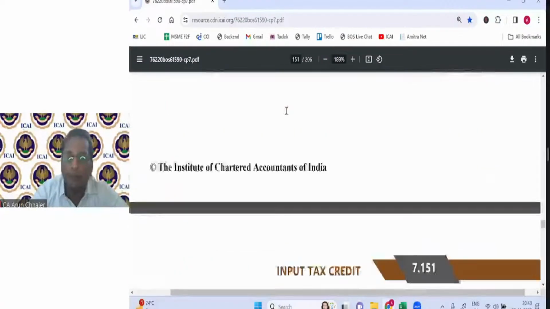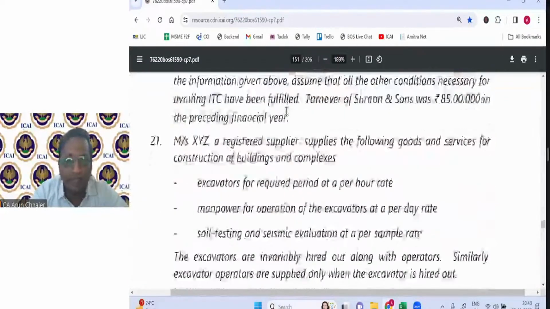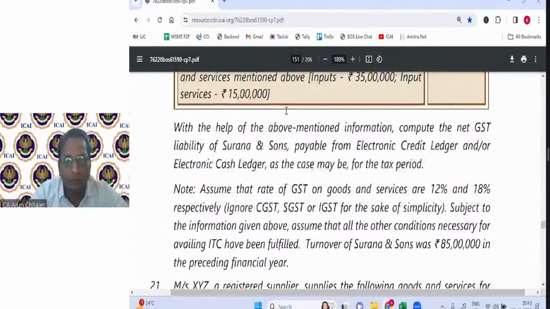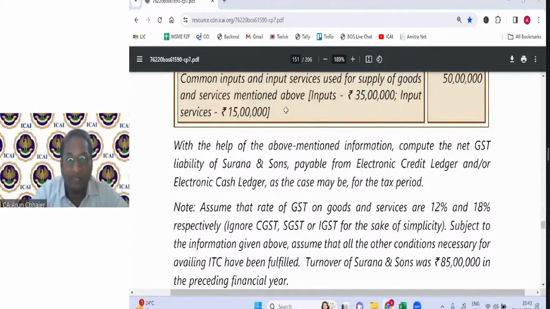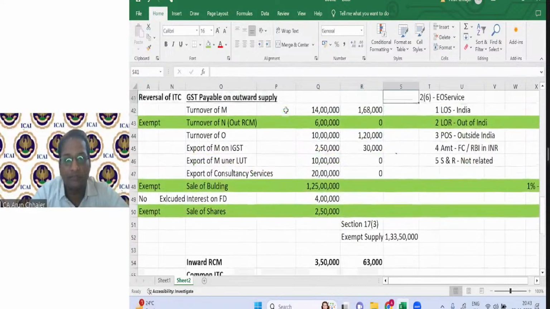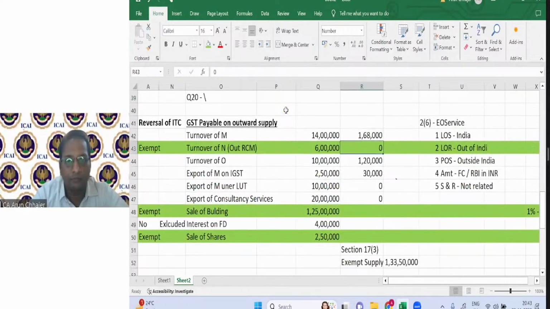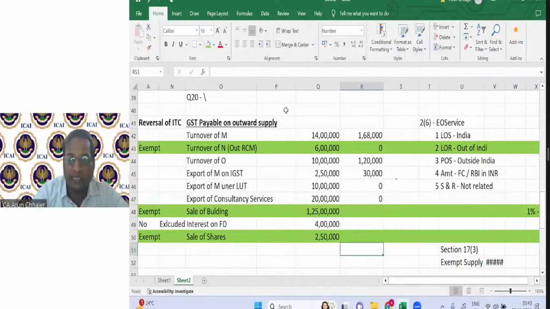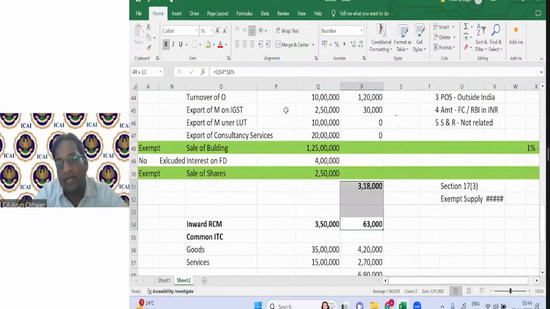अब लास्ट पार्ट हम कैलकुलेट करते हैं. क्या क्या हमने कैलकुलेट कर लिया? लेट्स से कंप्यूट द नेट जीएसटी लाइबिलिटी. लाइबिलिटी कितनी है वो देखते हैं. व्हाट इज द जीएसटी लाइबिलिटी? So I can say this much is my total tax liability 3,18,000, and this is my RCM liability.